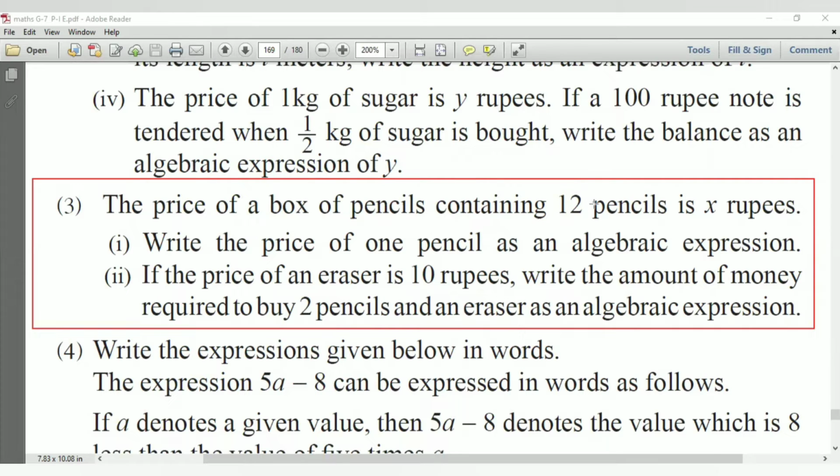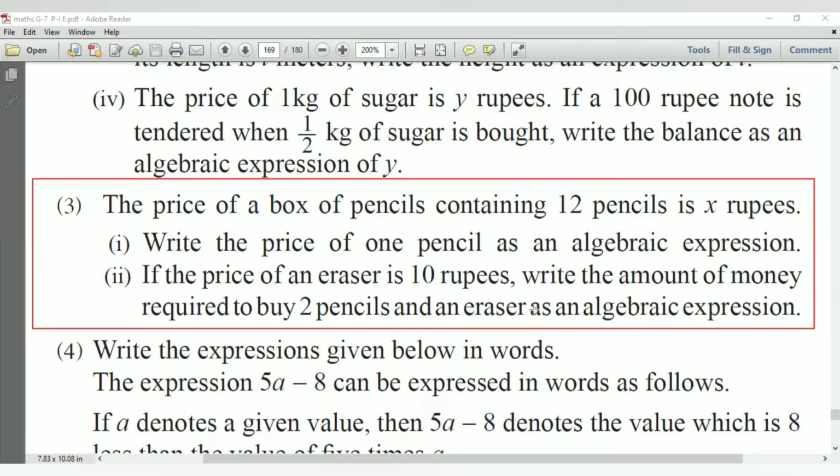Now, the box of 12 pencils is X rupees. So you have to write an algebraic expression for the price of one pencil. That is one. Then the second one: if the price of an eraser is 10 rupees, write the amount of money required to buy 2 pencils and an eraser.